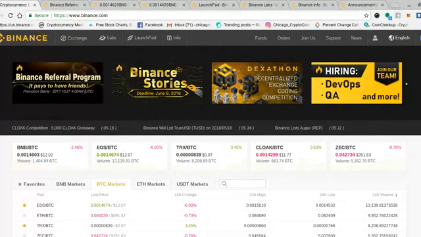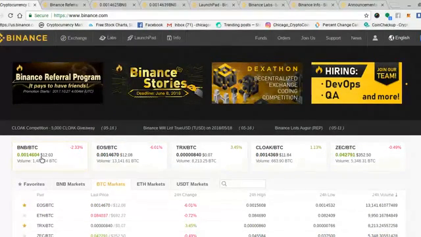Below that, they have a couple of choice coins that they'll present to you. And I believe these are dictated. I'm not sure how they pick which coins they're going to present to you. Maybe by 24-hour volume. But as you can see, the volume on these are far and wide different. You got BNB token coming in at only 1,405 BTC, and then EOS coming in at 13,000 BTC. So either way, it's going to show you a certain amount of tokens.